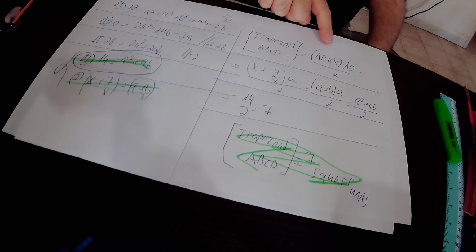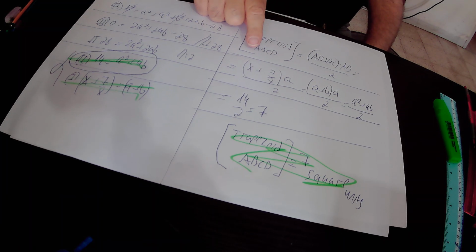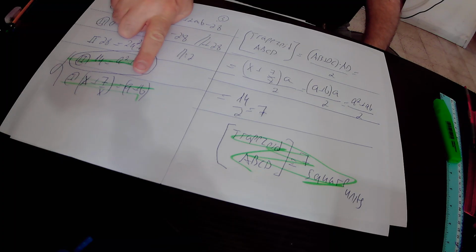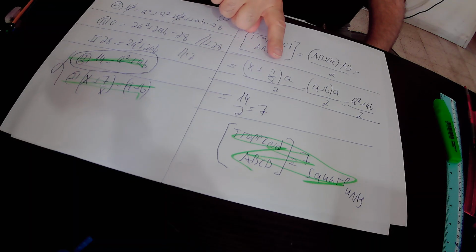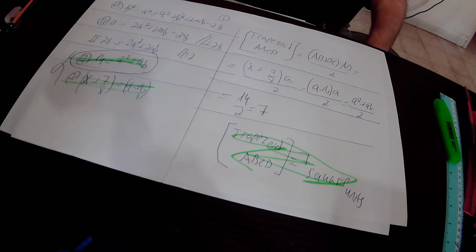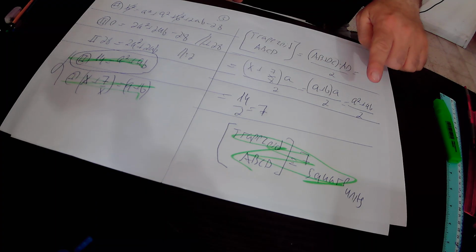AB is x, DC is 7 over x, AD is a, divided by 2. So we have here x plus 7 over x. But according to equation 1, x plus 7 over x equals a plus b. So we can substitute x plus 7 over x by a plus b. We have to multiply it by a over 2. We open the brackets of this expression. (a plus b) times a is a squared plus ab, divided by 2.